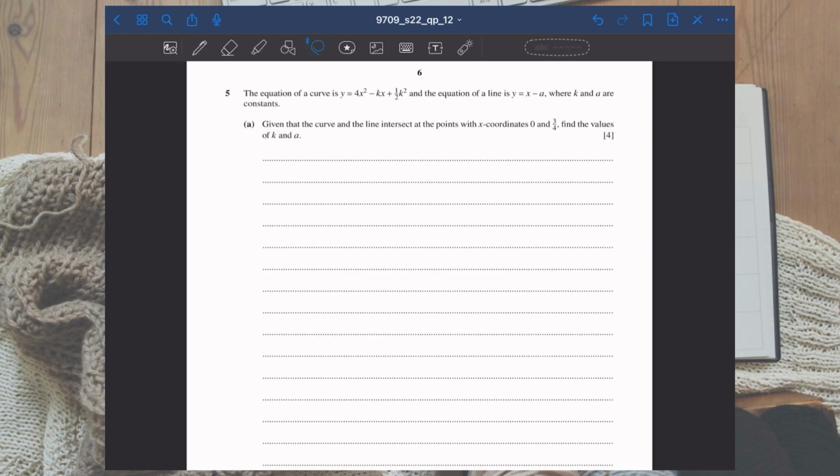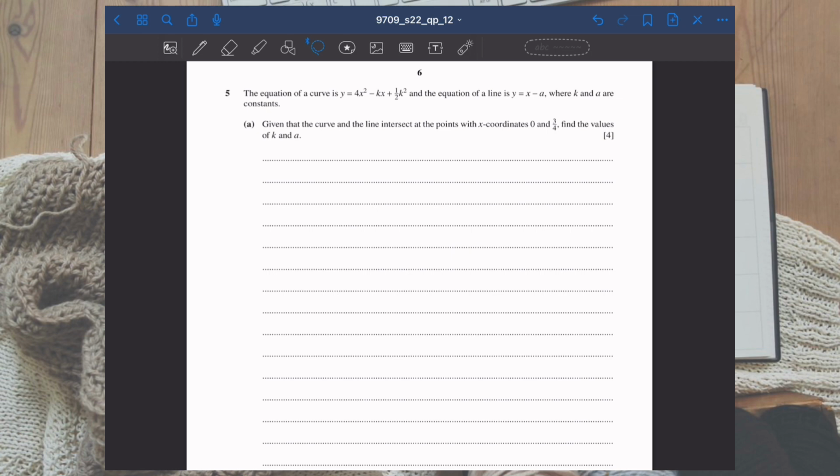Question 5. The equation of a curve is y equals to 4x squared minus kx plus 1 over 2 k squared. And the equation of a line is y equals to x minus a, where k and a are constants. Part A. Given that the curve and the line intersect at the points with the x coordinates 0 and 3 over 4, find the values of k and a.